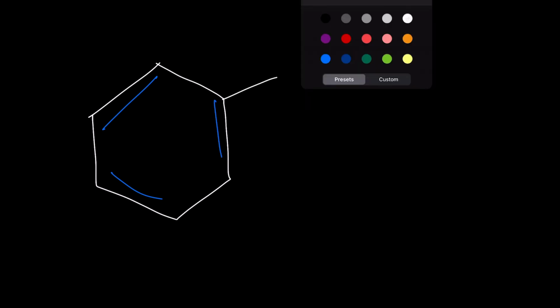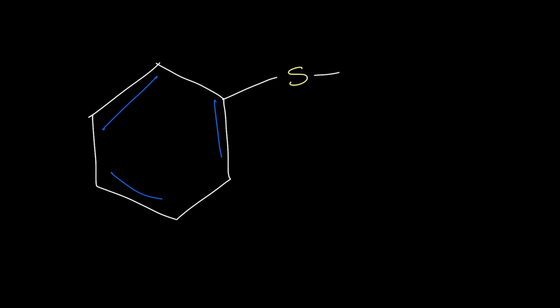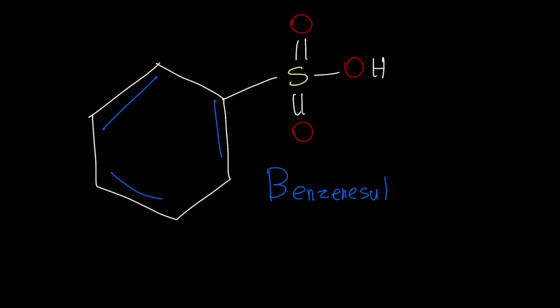Now, if you have a benzene and you have something looking like this, how do you name this? So this is benzene combined with sulfuric acid. So this is going to be benzenesulfonic, for some reason, acid.